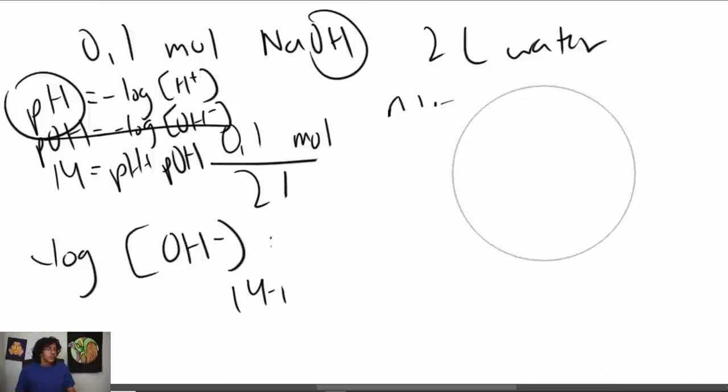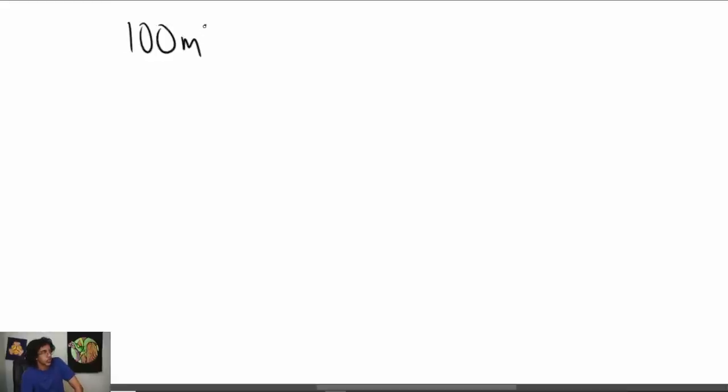Now, another question that you might get is based on all this stuff, which is just those basic pOH and pH equations. Those three equations are all you have to know to solve all kinds of problems. So here's another one that you can solve using those equations. Let us say that we have 100 milliliters of a pH 3 solution.